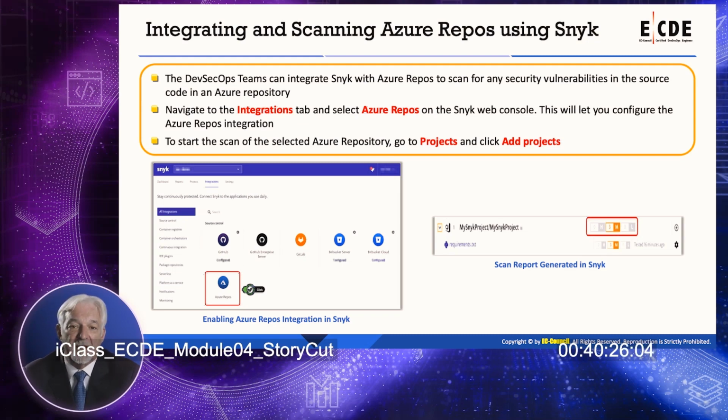You navigate to the Integrations tab and select Azure Repos on the SNCC web console. This will let you configure the Azure Repos integration. To start the scan of selected Azure repositories, go to Projects and just click Add Projects. So you see it on the left, you're enabling Azure repositories integration with SNCC. You do that, it runs this scan, and it gives you the report.